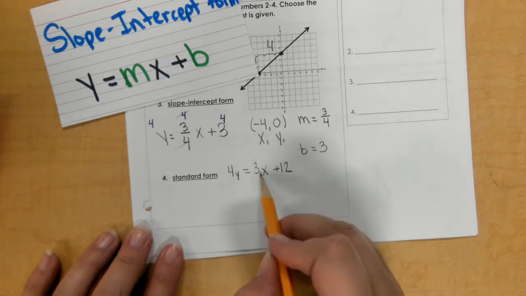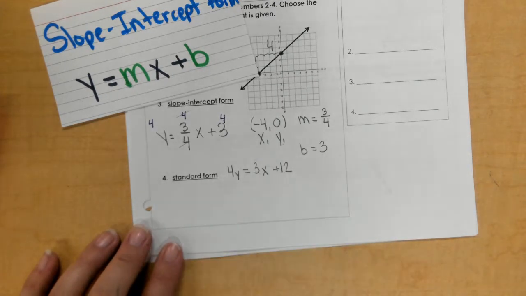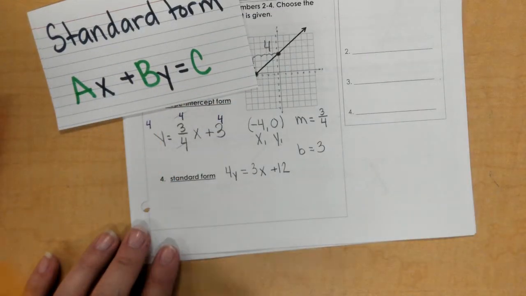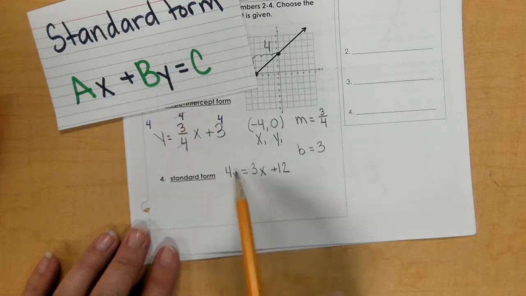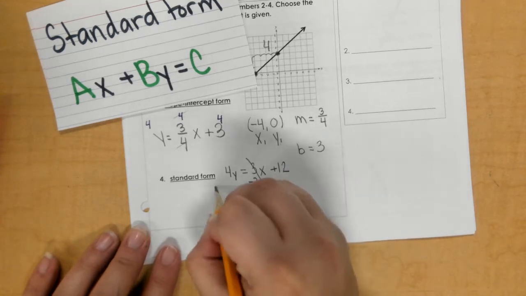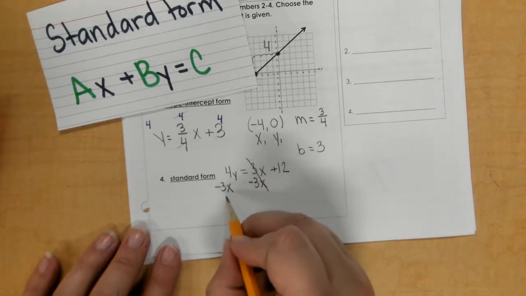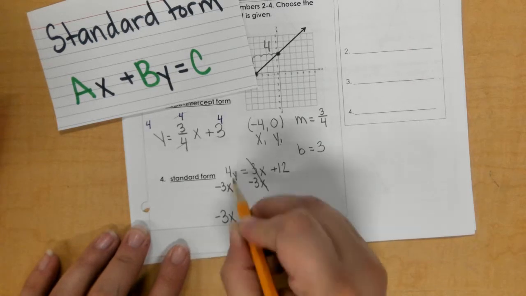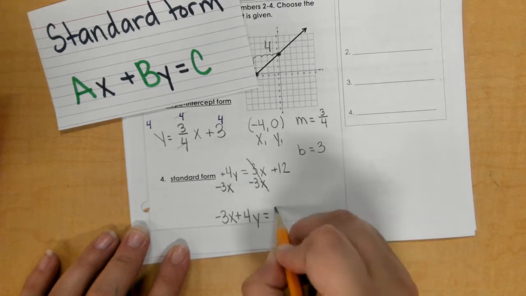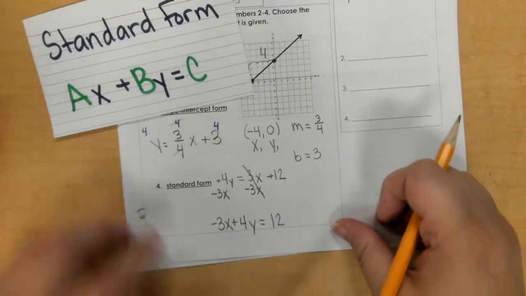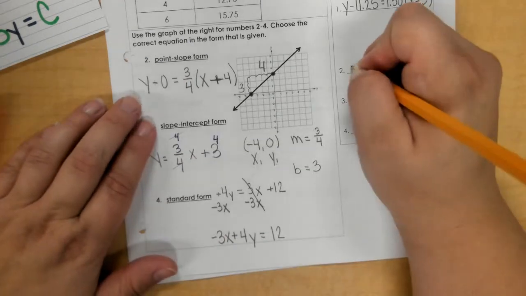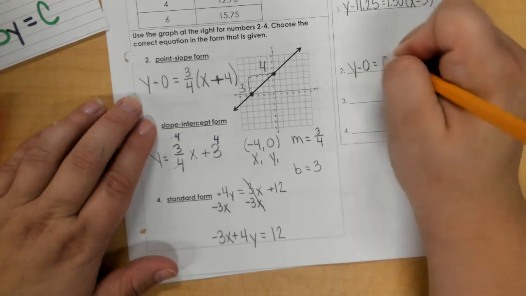To put it in standard form, I have to have x and y on the same side. So standard form looks like this, and you can see that x and y are on the same side there of the equation. So I need to move the 3x over here in front of the y, and I do that by subtracting 3x from both sides. So I have a -3x. This 4 is a positive, so positive 4y equals 12. So now I'm going to make sure that all 3 of these answers are listed over here. Okay, but again, your test is multiple choice, so you would just put what letter it is.